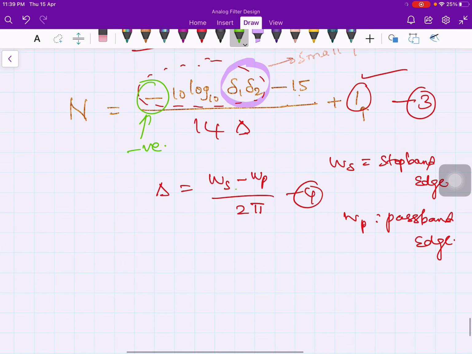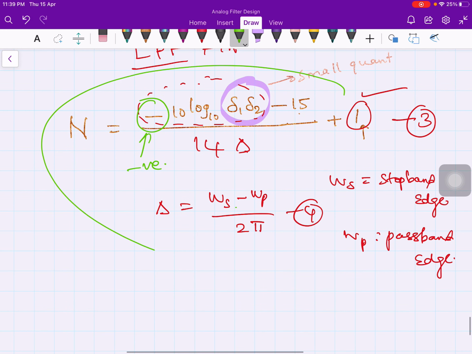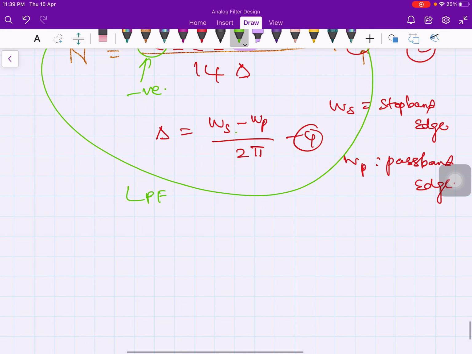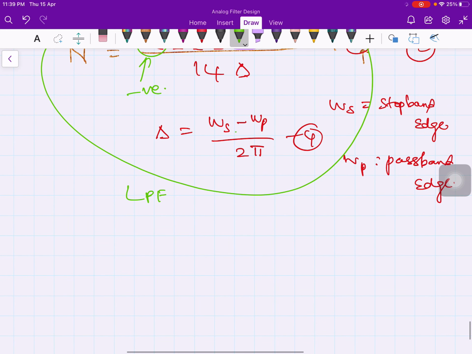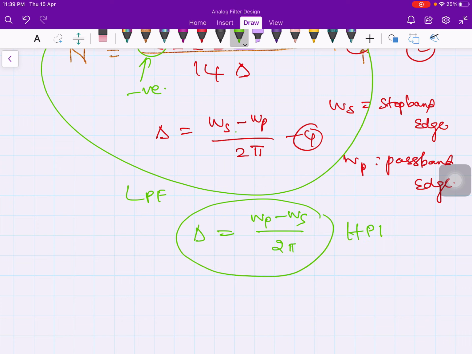Obviously for high pass filter, see this is for the low pass filter. Obviously for high pass filter it is the same formula, except that the delta is going to be omega p minus omega s divided by 2 pi. This is the only minor change for high pass filter. So what the formula transforms into in the case of band pass and band stop, we will discuss a little later.